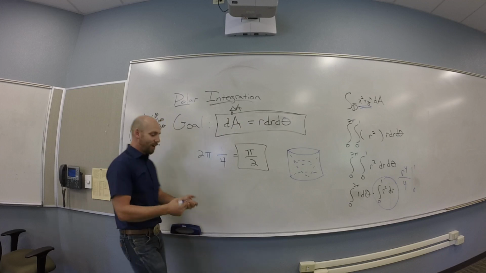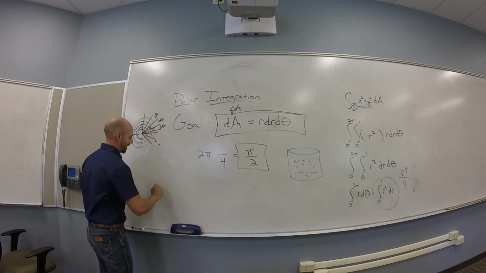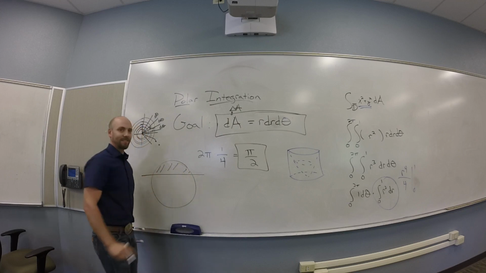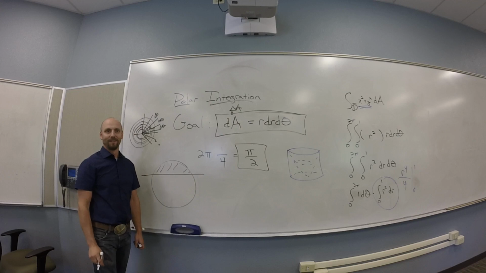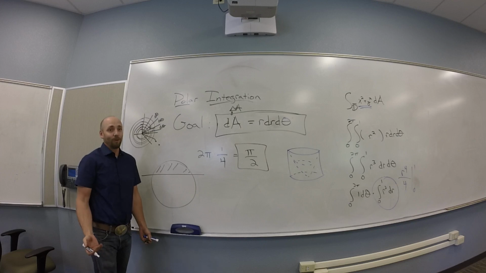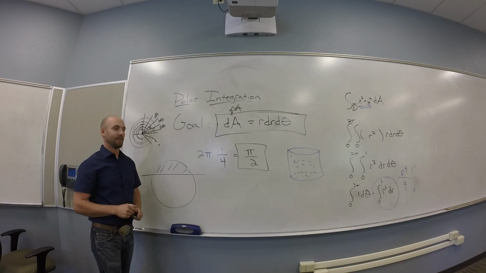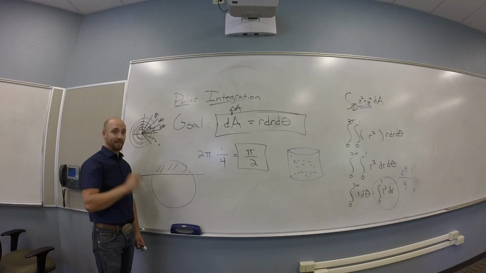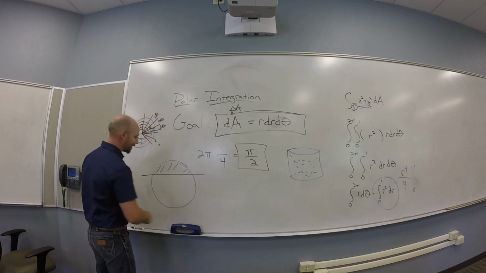Probably still polar. So what if your region D looks like this? Still polar. Yeah, I'd probably convert to polar myself. You guys cool with that? It's going to be annoying either way. Cool? Problems like this happen. Maybe I should have drawn this thing upside down.